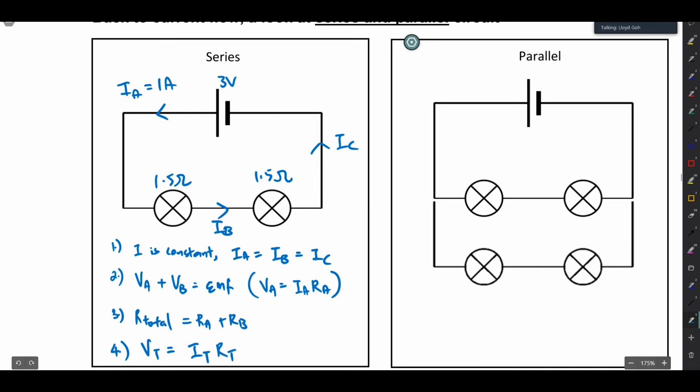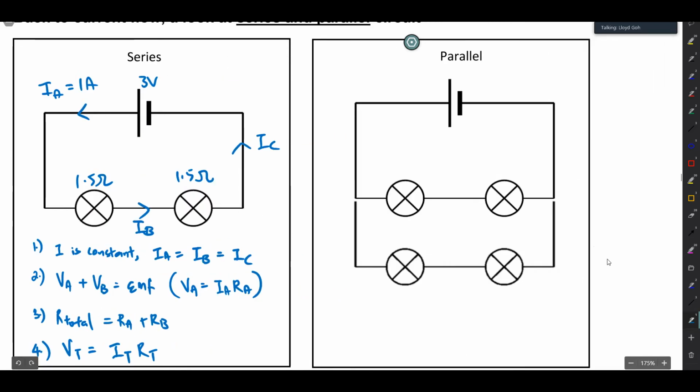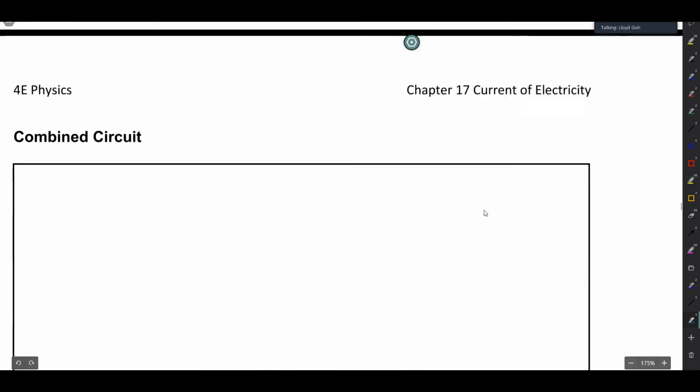Now, for the end of year, the question is either a series circuit or a parallel circuit. I'm not combining the circuits yet. After mid-year, I'll teach you how to combine the circuits together. So for a parallel circuit, same thing, 3 volt, then we call this RA, 1.5 ohm, RB is 1.5 ohm. To make things slightly more interesting, we make this 2 ohm, make this 2 ohm. By the way, this is a series in parallel. Maybe I should teach you another circuit.